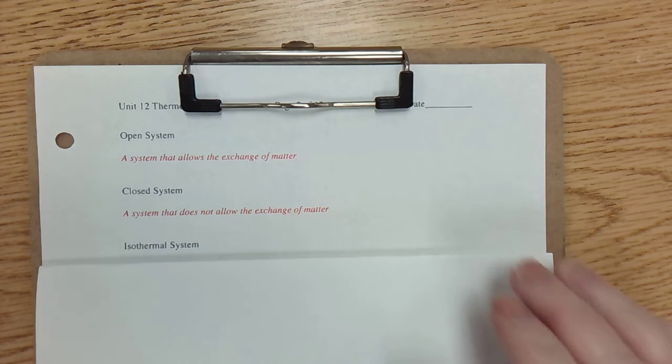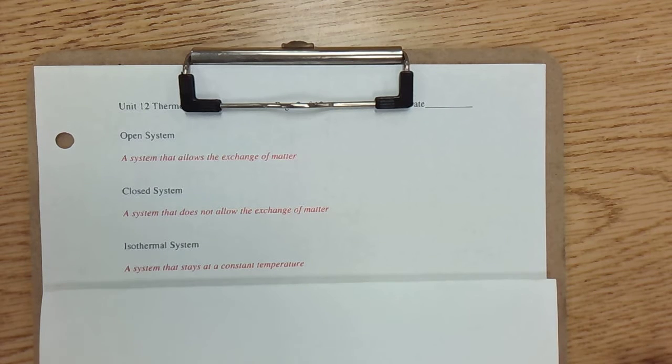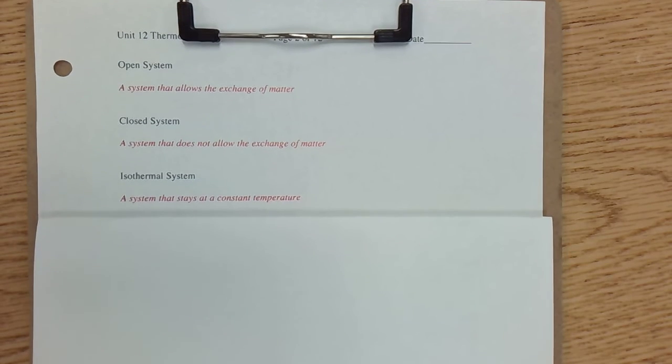Now, a new vocabulary word for us, isothermal. An isothermal system. The prefix iso tells us the same or equal. Thermal relates to heat or temperature. So an isothermal system is a system that stays at a constant temperature. Now, that doesn't mean heat doesn't go in and out, because actually a human body is isothermal. It stays pretty much at the same temperature. And when it heats up, there are physiological reactions that allow it to cool off.